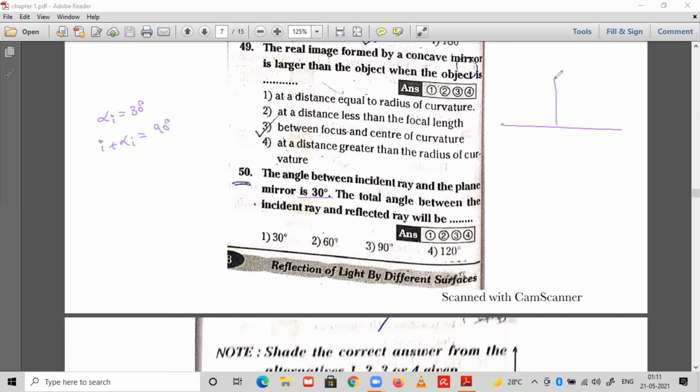This is the plane mirror, normal, incident ray, reflected ray. This angle is alpha, and it is i. See, from the figure, alpha plus i will be equal to 90 only. No? So i plus 30 is equal to 90 degrees. i is equal to 90 minus 30. What is the answer? 60 degrees is the angle of incidence. Anyhow, as per the law of reflection, angle of incidence is equal to angle of reflection is equal to 60 degrees only. So the angle between the incident ray and reflected ray is nothing but 60 plus 60, what is the answer? 120 degrees. So this is the answer.